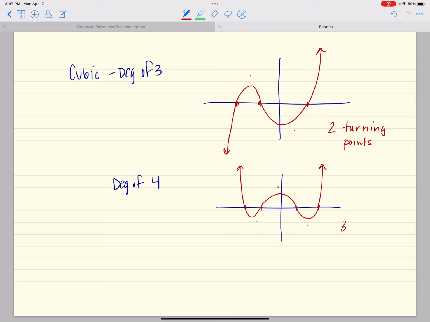Okay, so the maximum number of turns will be 1 less than the degree. That doesn't mean it has to do that. So like our parent cubic function with the 1 inflection point and no turning points, right? We can have a degree of 3 and 0 turning points, but the maximum number of turning points is 1 less than that degree. Okay, so that's a rule we want to keep in mind.